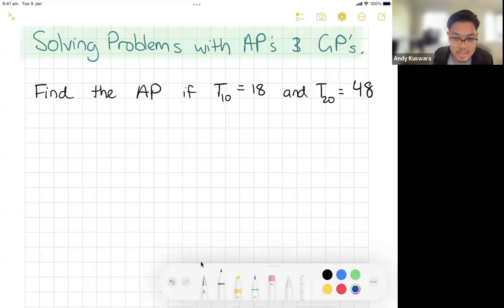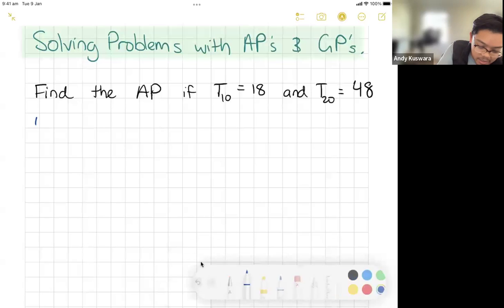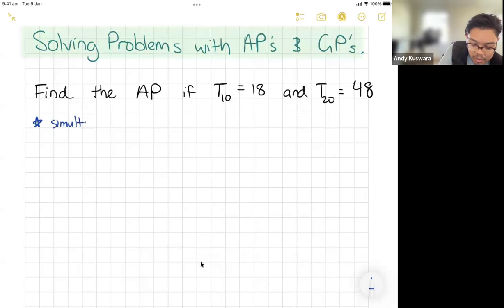Now, taking a look at this, I could sit here and try to figure it out just by trial and error, but I can tell you with a hint like this, there's going to be some sort of simultaneous solution because I've got two equations with two unknowns. Now, you're probably saying, where are the two unknowns? I can't see any unknowns. Let's remember, Tn, and for an AP, it becomes a plus n minus 1 times d.